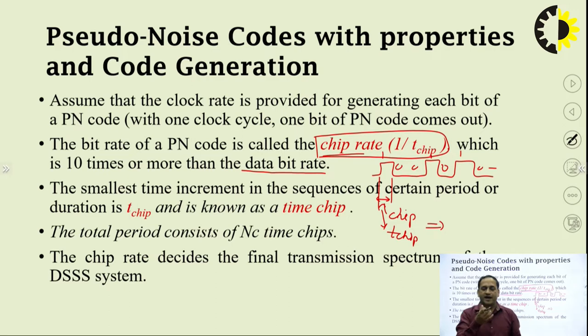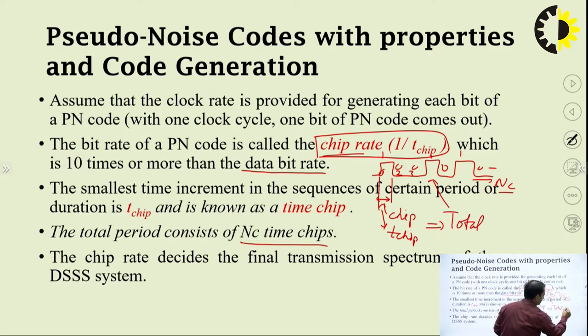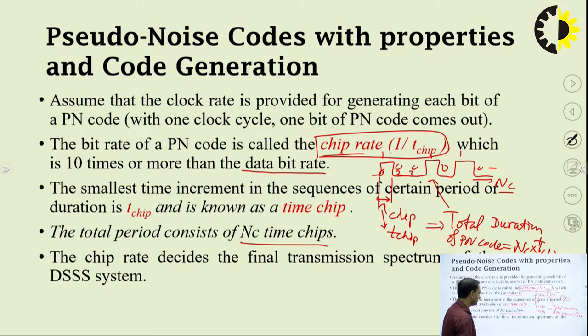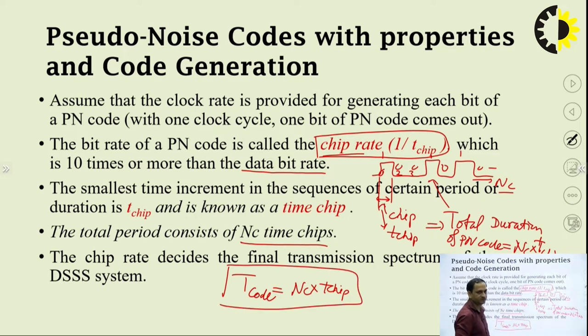And then if we have NC number of chips, the total chip duration, or you can say the total PN sequence code duration, will be NC times T chip. Suppose this is chip number 1, this is chip number 2, chip number 3, and so on, up to NC, the total number of chips. Then the total duration of the PN code will be equal to NC into T chip, right? So this total code duration, we say this is T code, equal to NC into T chip. This is a very, very important result.